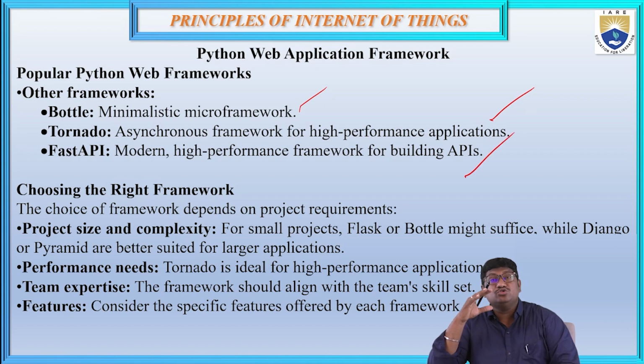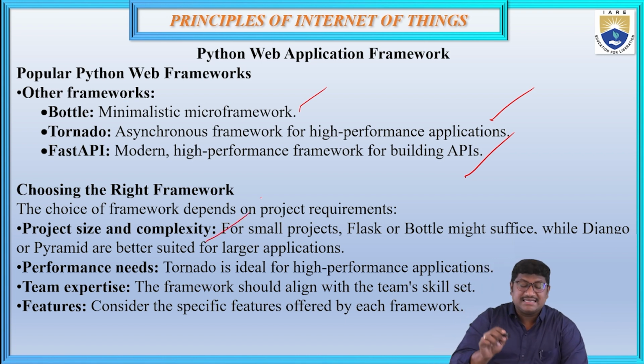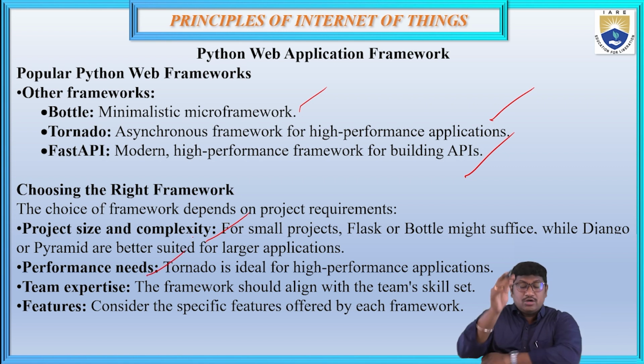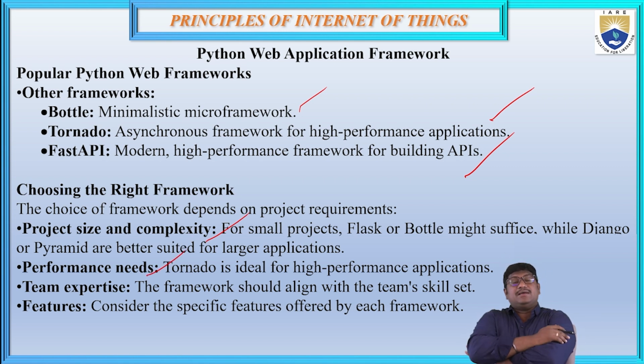We need to know how to choose a proper framework according to your project requirements. You need to know the project size and complexity. For small projects, Flask and Bottle might suffice, while Django and Pyramid are suitable for larger applications. And coming to performance needs, Tornado is ideal for high performance applications. And coming to team expertise, the framework should be aligned with the team's skill set also. If there is a team which doesn't know Django and Pyramid, and only knows Flask and Bottle, then obviously the team should be expert in the particular framework they choose while developing an IoT project.